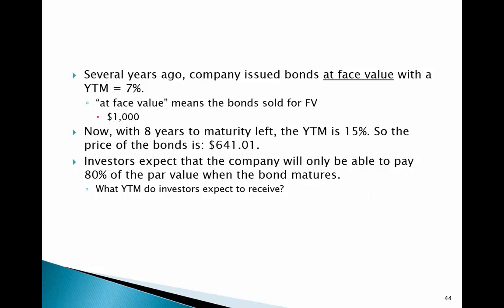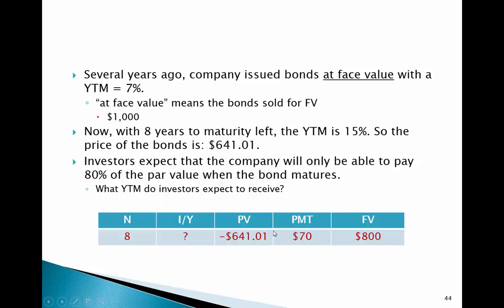People expect that they're going to be able to pay 80% of that, which would be $800. The question now is, based on these expectations, what yield to maturity do investors expect to receive? Well, now you can look at, they're paying this much, $641.01, to receive these payments, right? So they're going to receive the coupon payments just as promised, but the final payment, the par payment, instead of getting $1,000, they're only going to get $800.